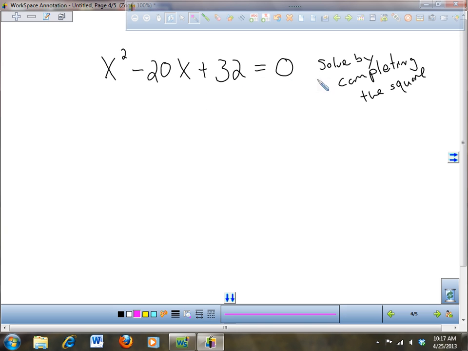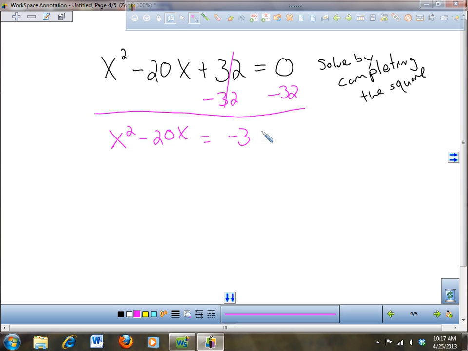Well, you want to get this 32. Any constant terms have to go by themselves. So I'm going to bring the constant term, which is the 32, and I'm going to bring it over. x squared minus 20x, this goes away, equals negative 32. Now I do the completing the square part. I take half of this. What's half of negative 20? Negative 10. So I rewrite this as (x − 10) squared.